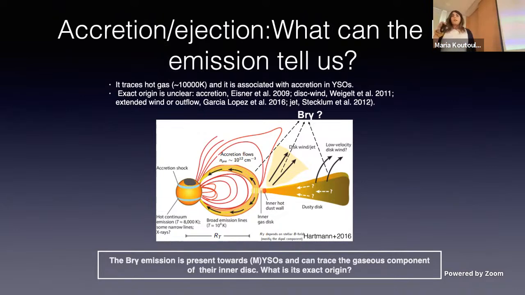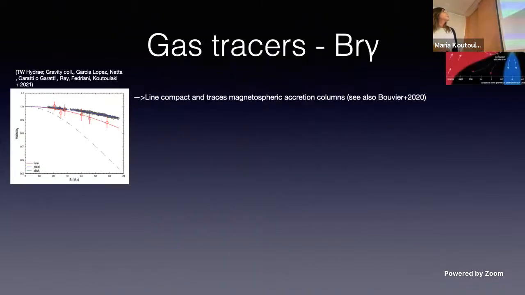A bit further on, I'm going to focus more on other lines that I would like to show you, that there are other lines we can use. But just to see here, this was the first result where with interferometry we could directly resolve the inner disk of TW Hydrae, and we showed that the Brackett gamma line traces the magnetospheric accretion columns. And this was really a nice result to see because so far, of course, there was the theory, but that was the first direct detection.